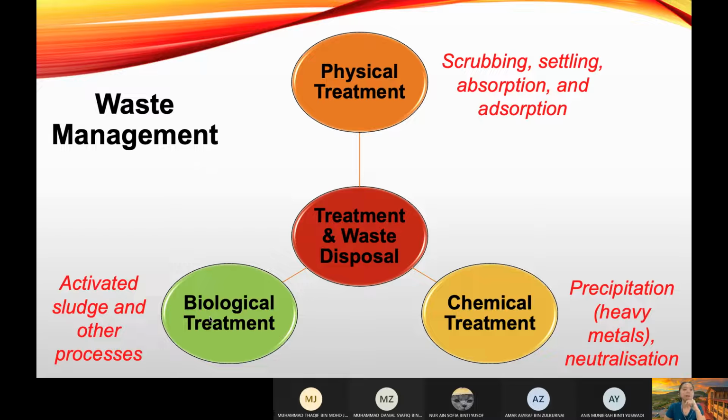Okay, next, chemical treatment. So you might want to precipitate if it's a heavy metal, or you might want to neutralize. So let's say for groups yang ada menggunakan acid, one of the ways if you want to treat is you neutralize it. So you have to add some alkali lah. So alkali neutralize dah jadi pH 7. It's easier for you to actually flow it out because they are neutral, not a problem.